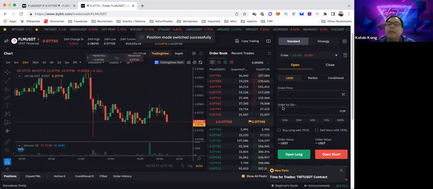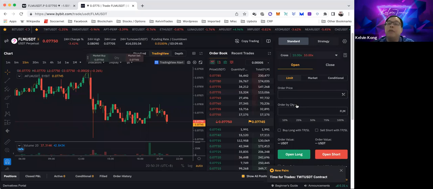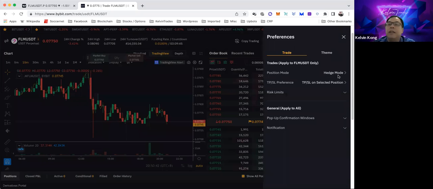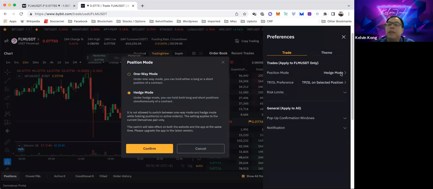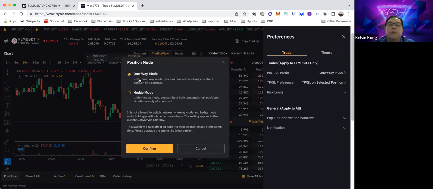Can you see this small little thing over here? This little arrow. Yeah, can. Who cannot? For example, how to get this: you need to select hash mode first. If you select one-way mode, you won't have that small little arrow. So you select hash mode, then you get that.